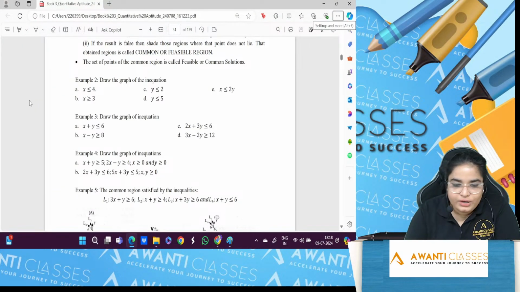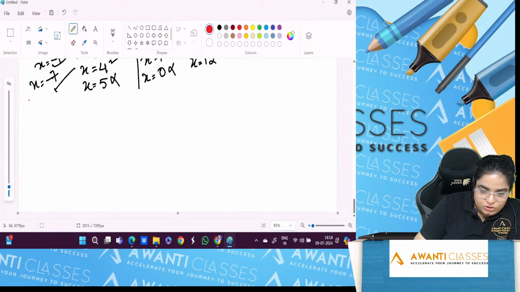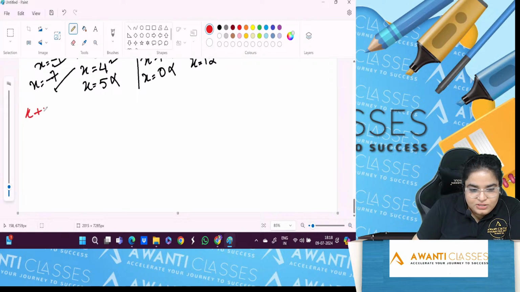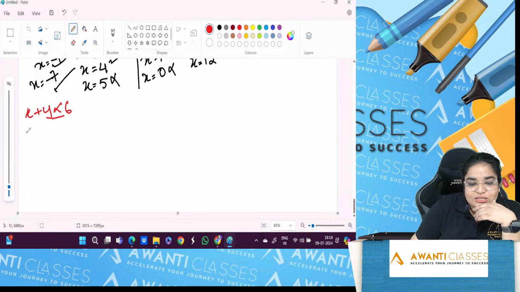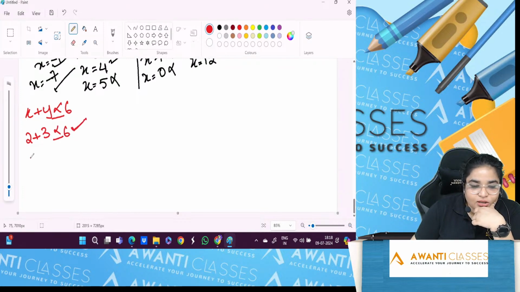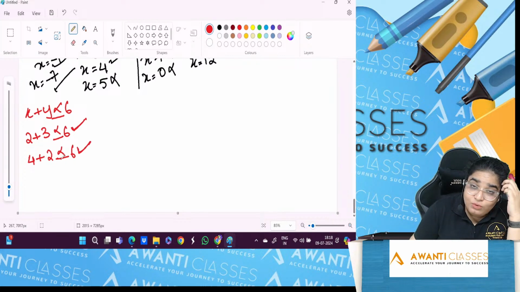Okay. Now, look at the first one. X plus y is less than or equal to 6. So, x plus y is less than or equal to 6. Now, if I say x is equal to 2 and y is equal to 3, will it satisfy? Yes. If I say x is equal to 4 and y is equal to 2, will this satisfy? Yes. Equal to is also there. It's not x plus y is less than 6, it is less than or equal to 6.